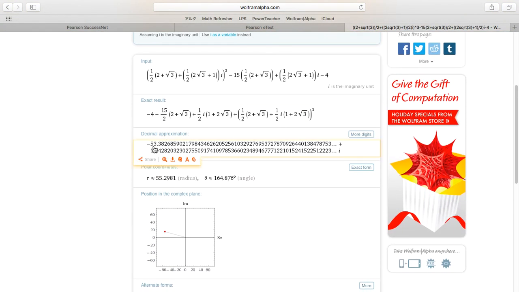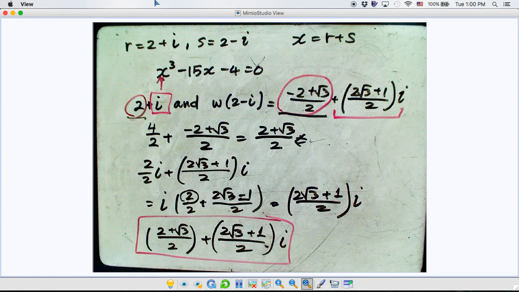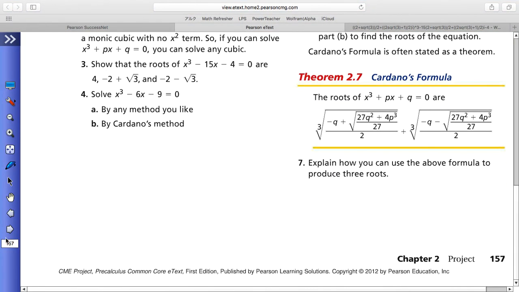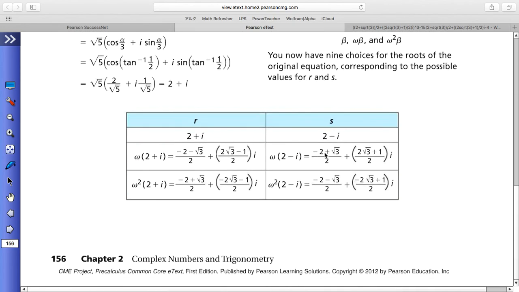It is negative 53.3826, so it's definitely not 0. So the combination of 2 plus i and w times 2 minus i is not going to be the one. So maybe we should have a combination of 2 plus i and w squared times 2 minus i. But that's what I want you to find out.